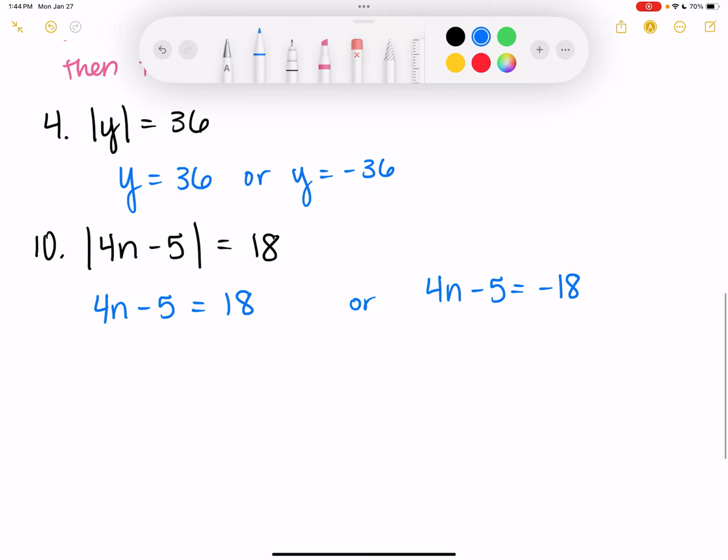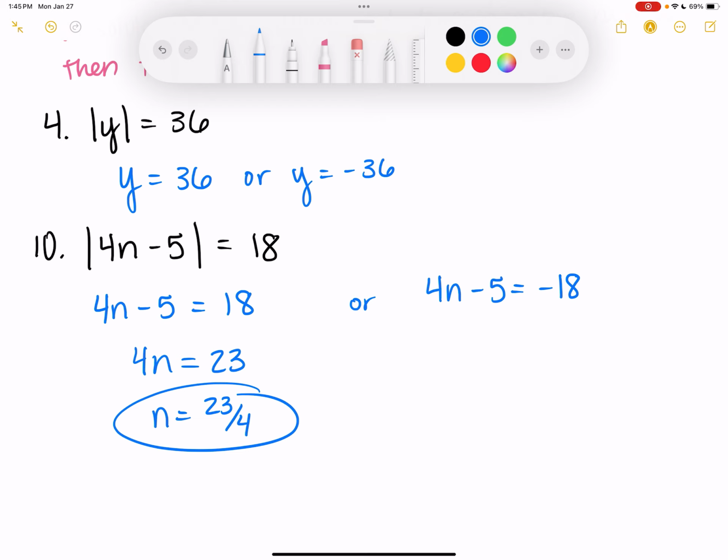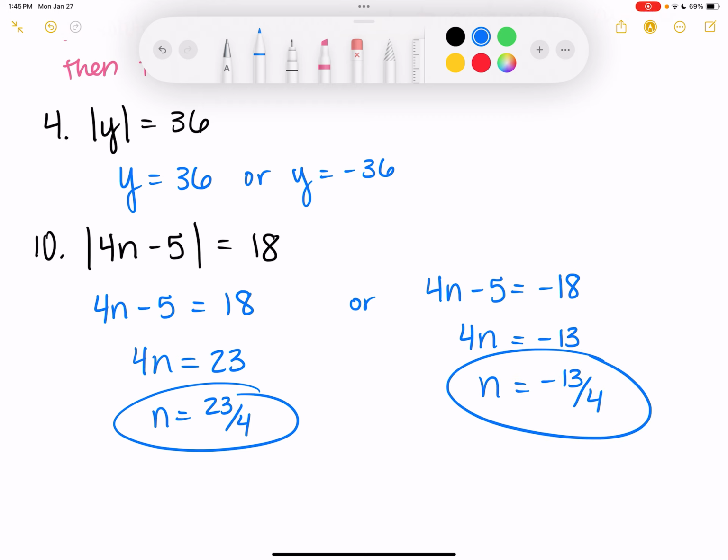So I'm going to start with the one on the left. Add 5. So I get 4n equals 23. Then divide by 4. So n equals 23 over 4. So there's one of them. Over here on the other one, I add the 5. 4n equals negative 13. And then divide by 4. n equals negative 13 over 4. And so those are my two answers for those problems.